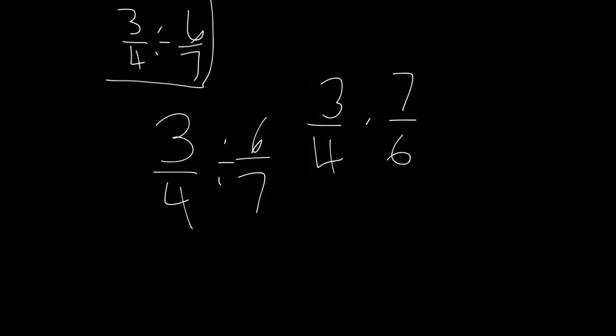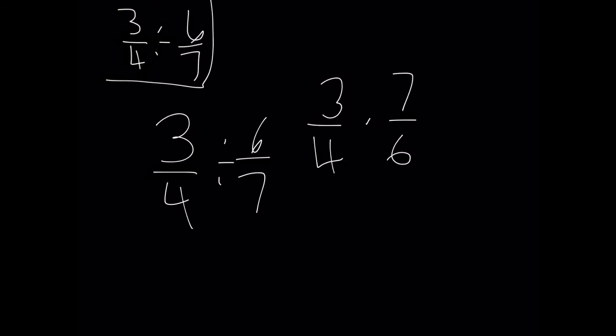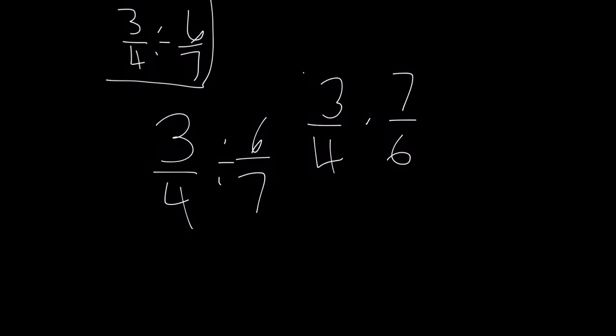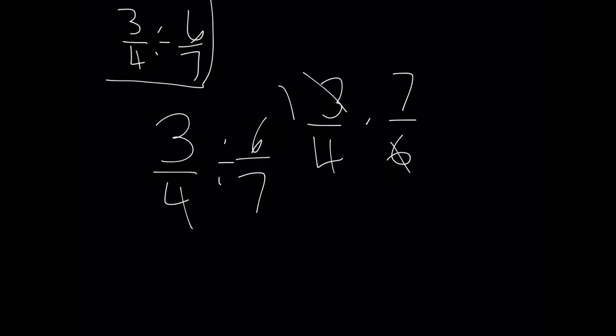Then I'm going to cross do, so 3 and 6, so 3 goes into 6 once, goes into there. 3 goes into 6 twice. 1 times 7 is 7. 4 times 2 is 8. Your answer is 7/8.